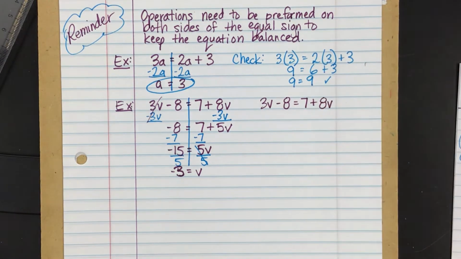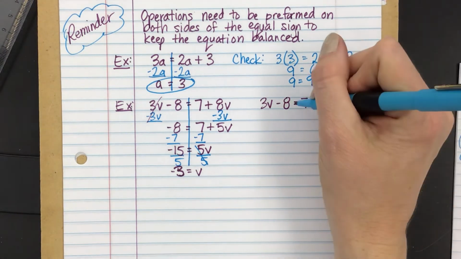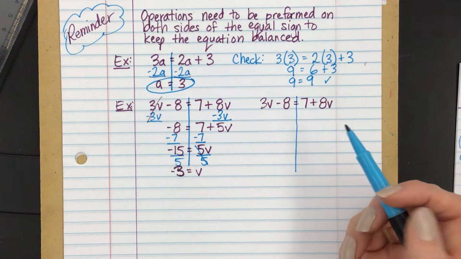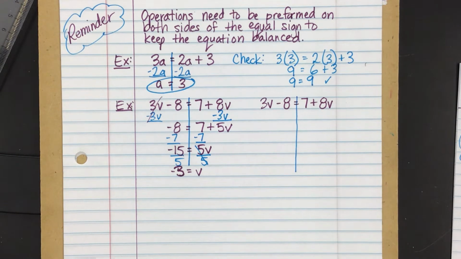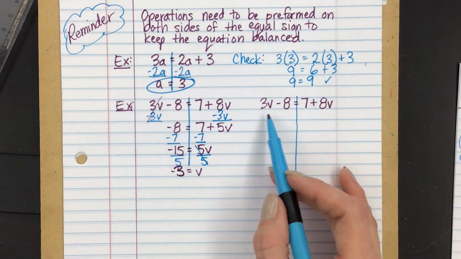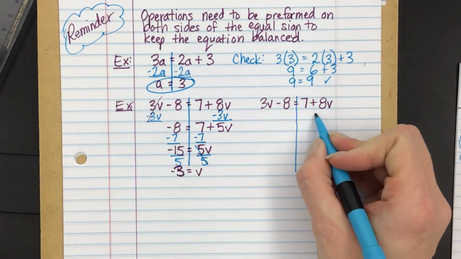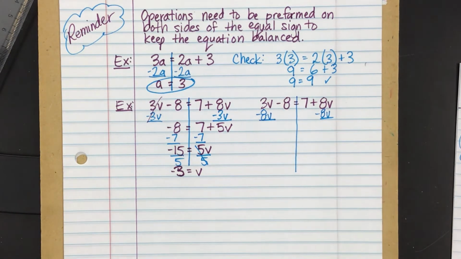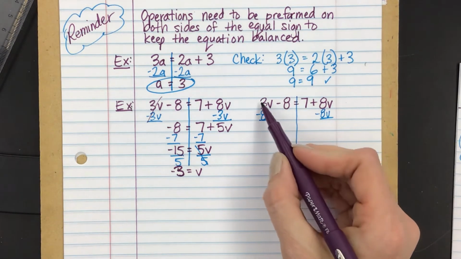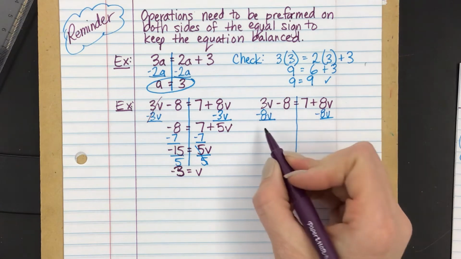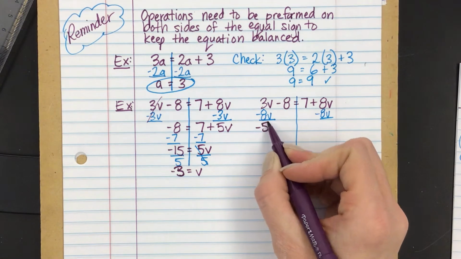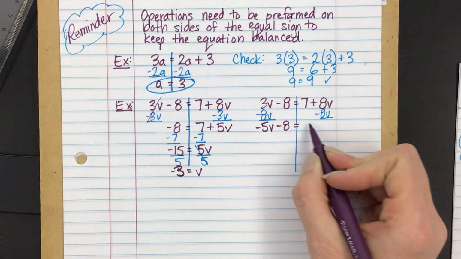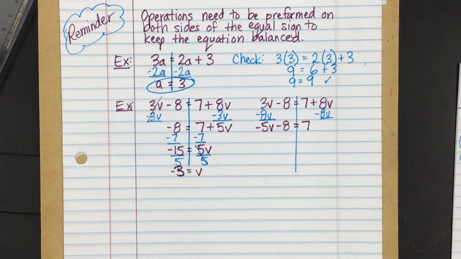I'm going to take the same equation. You don't have to write it down, but yes, we're going to follow along. Okay, I'm going to, instead of subtracting 3v like I did last time, this time subtract 8v. I just want to show you what happens when you choose it a different way to solve it. 3v minus 8v is negative 5v minus 8 is equal to 7.